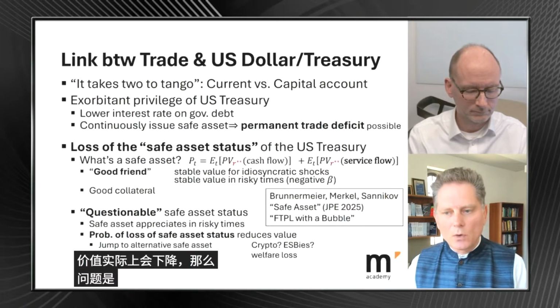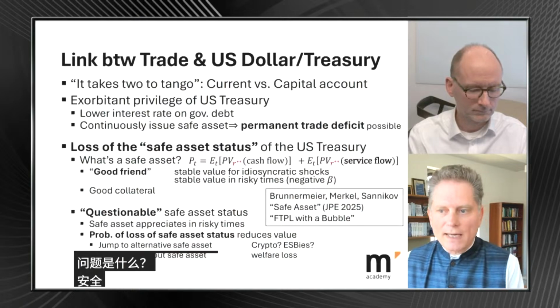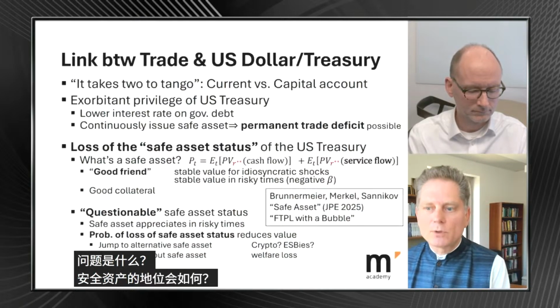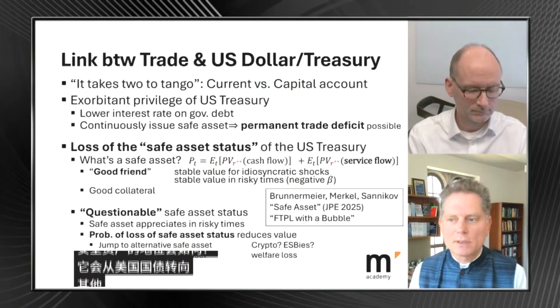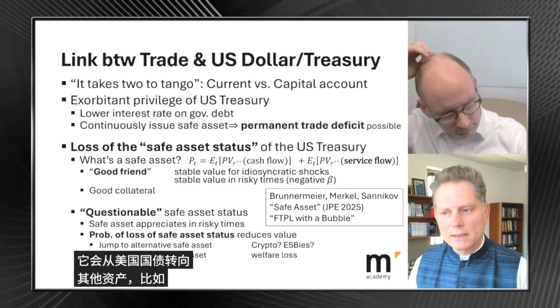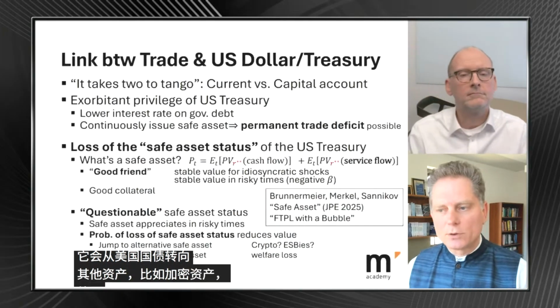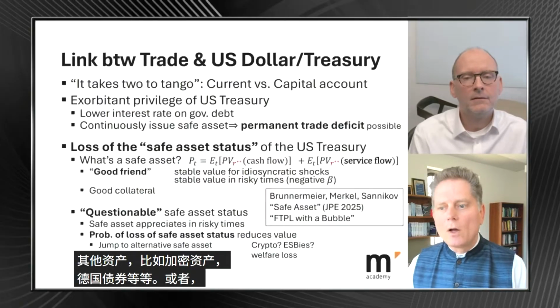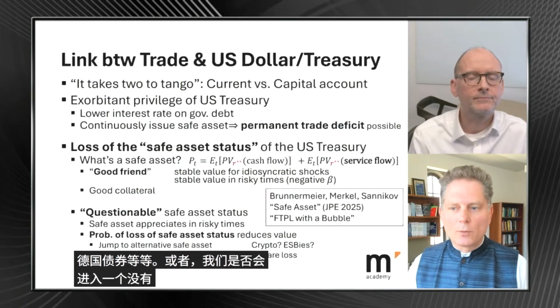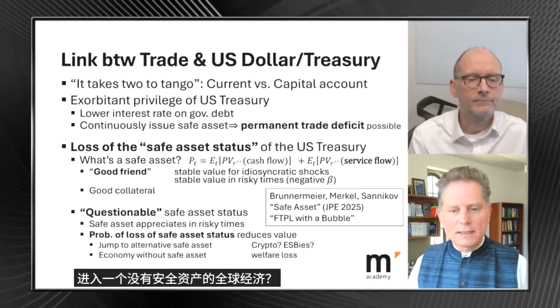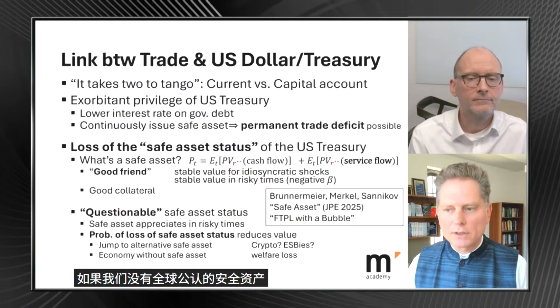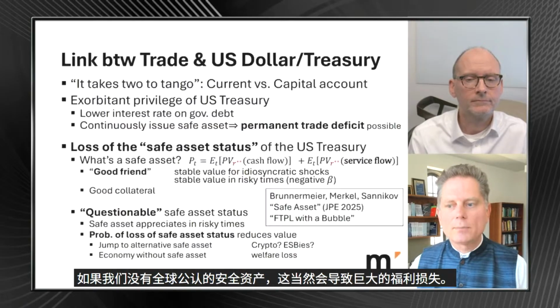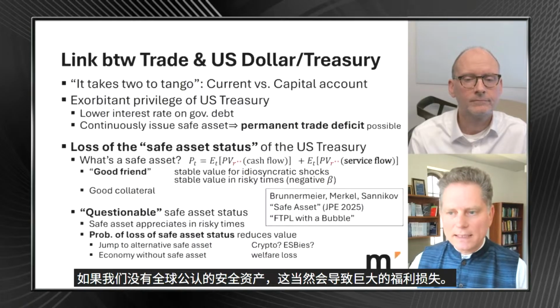And then the question is, what will the safe asset status, where will it jump to? Will it jump away from the US Treasury to some other asset, a crypto asset, or the German bond and so forth? Or will we move to a global economy without a safe asset? And that, of course, will lead to a huge welfare loss if we don't have a globally agreed upon safe asset. And that's a big question.